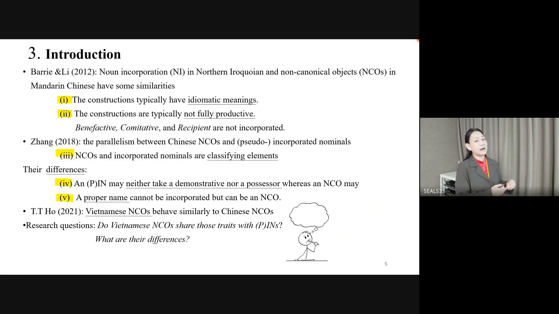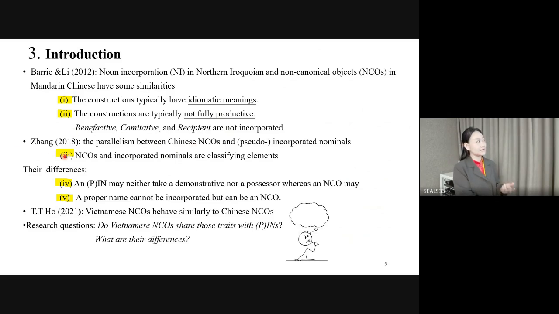I read that as early as 2012, they observed that noun incorporation in Northern Iroquoian languages shares some semantic traits with Mandarin Chinese. I found this very interesting, and these two points make the semantic argument. The first is that the two constructions get idiomatic meaning, and the second is that they are not fully productive. Why not fully? Because path, effective, comitative, and recipient semantic roles are not incorporated.